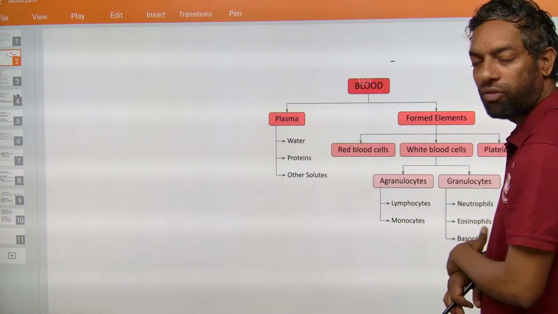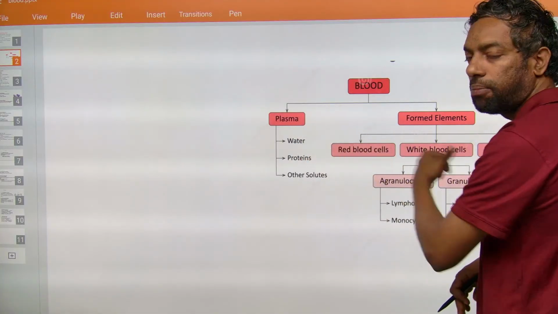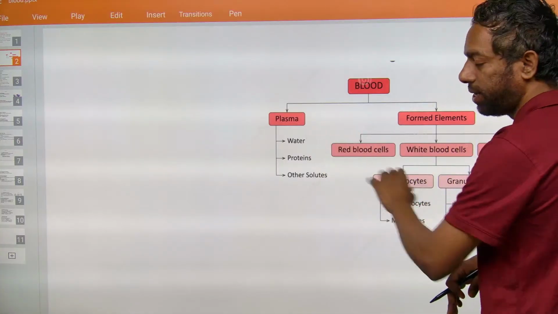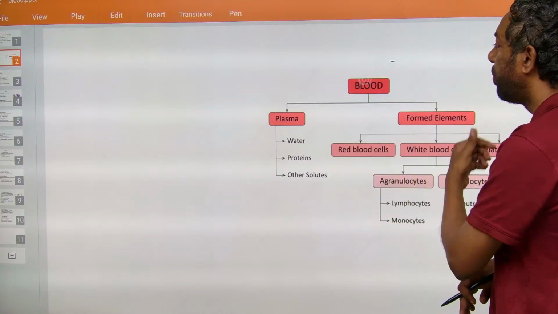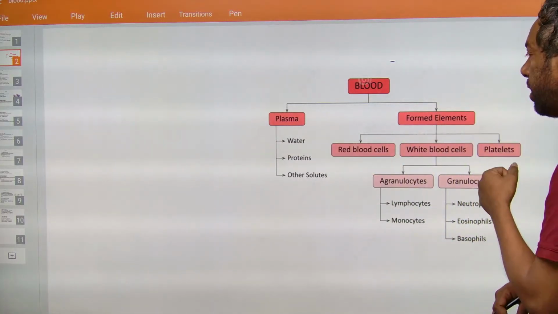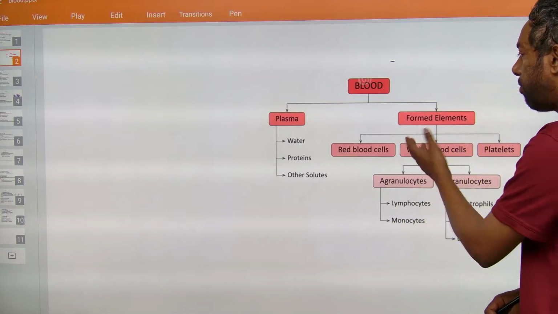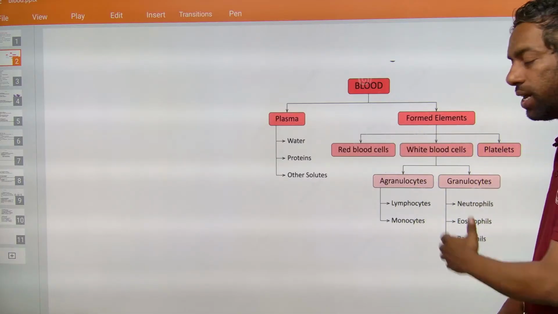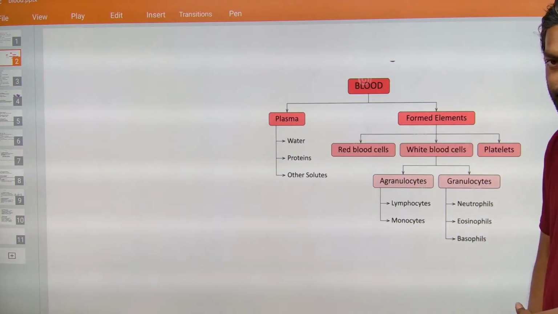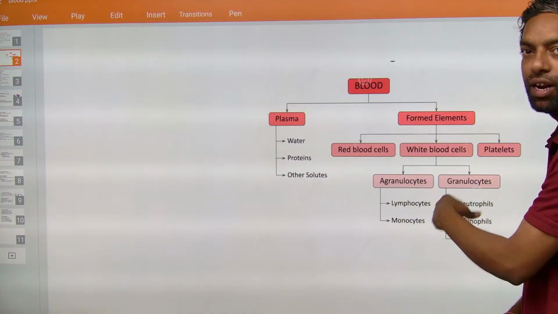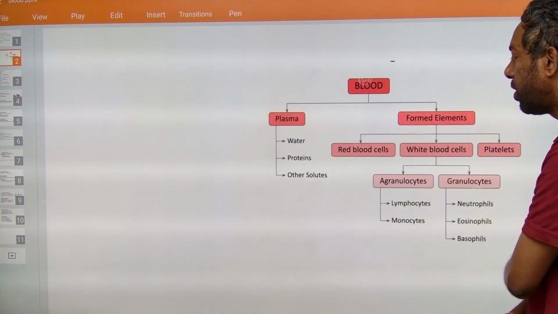In that plasma, we covered how much percentage is water, what the plasma proteins and their functions are, and the other solids. Now we are going to look into the formed elements. The formed elements are RBCs, WBCs and platelets. How they are formed, where they are produced, and what their functions are, we will discuss in today's class.